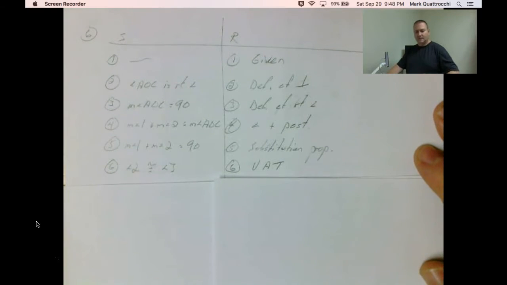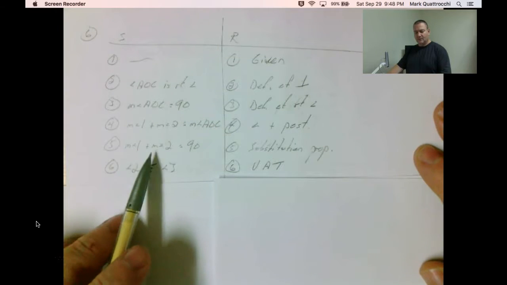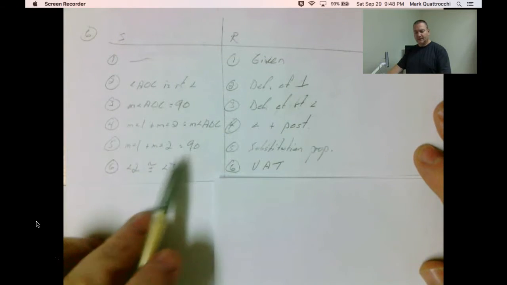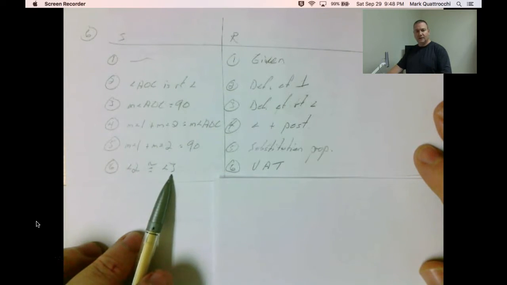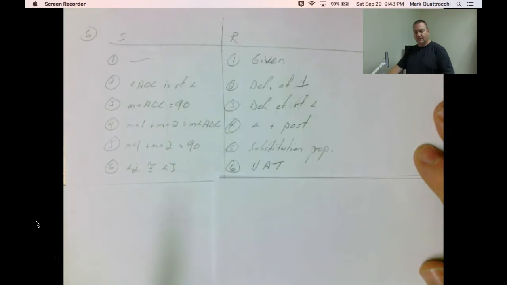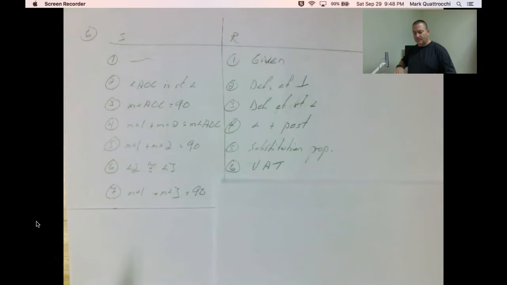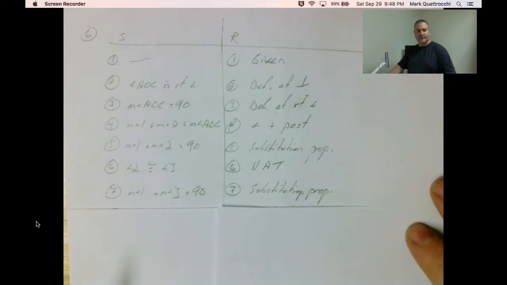Okay, well, let's take a look here. Angle 1 plus angle 2 equals 90. 2 is equal to 3. Instead of writing 2 here, I can write 3. The measure of angle 1 plus the measure of angle 3 equals 90 degrees. What did I do? Substitution property. I replaced angle 2 with angle 3. Angle 1 and angle 3 equal 90 degrees.